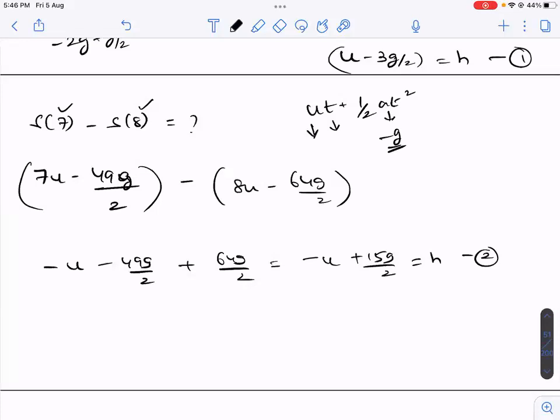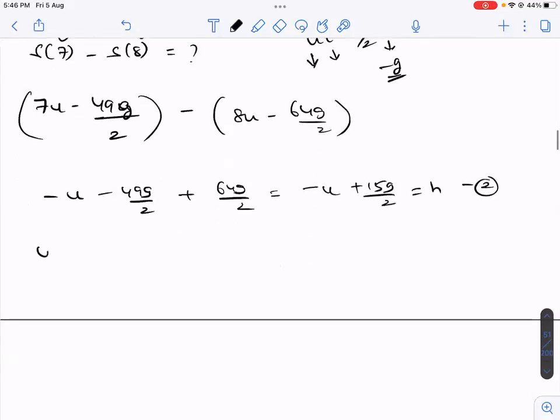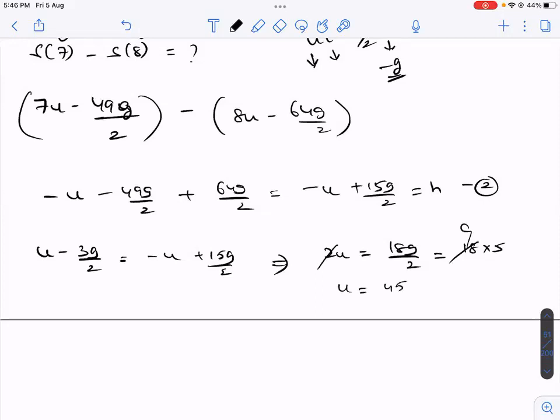Now, from 1 and 2, I can conclude that u minus 3g by 2 is the same as minus u plus 15g by 2, which implies 2u is equal to 18g by 2. Is that right? So if I take g to be 10, so 18 into 5 is what is 2u. So u will be equal to 9 into 5, that is 45 meter per second.